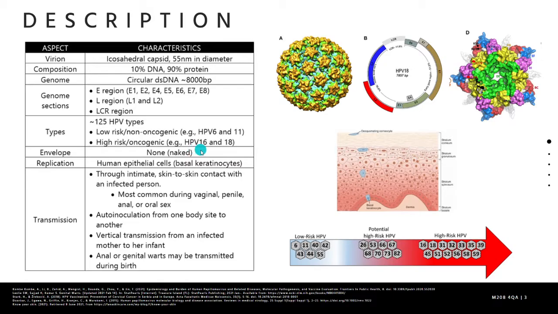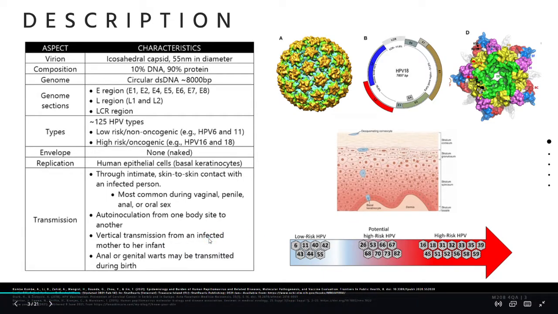HPVs are not enveloped and they exclusively infect humans' epithelial cells, specifically the basal keratinocytes. And they can multiply only in the differentiating stratified squamous epithelium, meaning there can be no systemic infection, right?